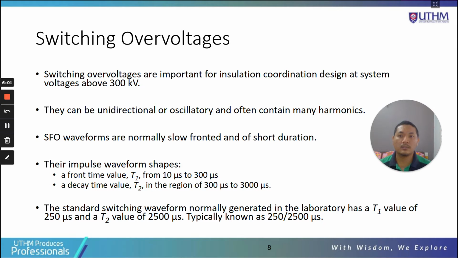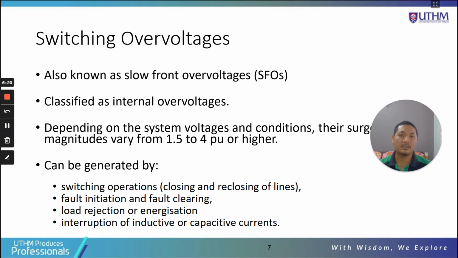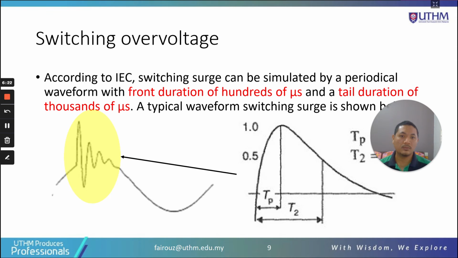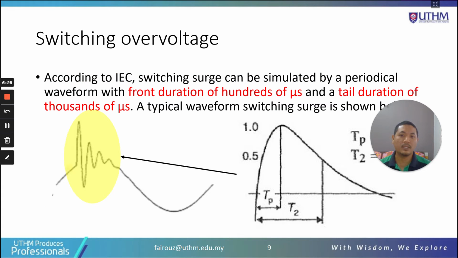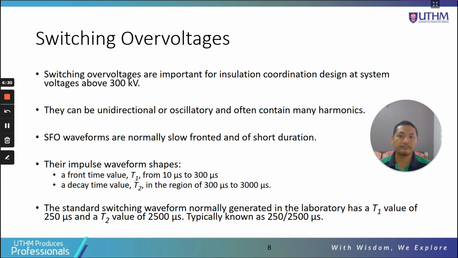Switching overvoltages are important for insulation coordination in system design for voltages above 300 kV. They can be unidirectional, just one direction, or oscillatory, and often contain many harmonics, right? This is a bit oscillatory compared to the lightning overvoltages.